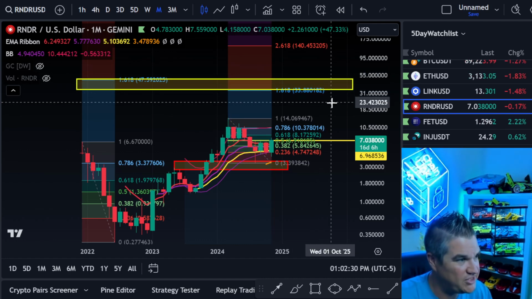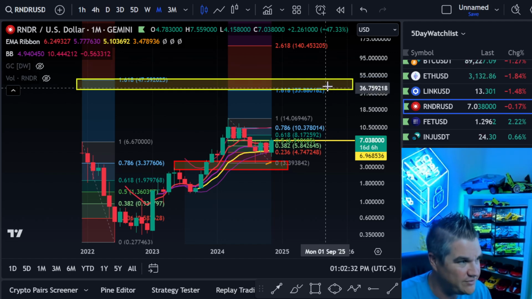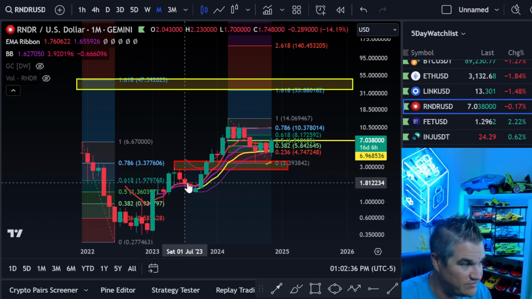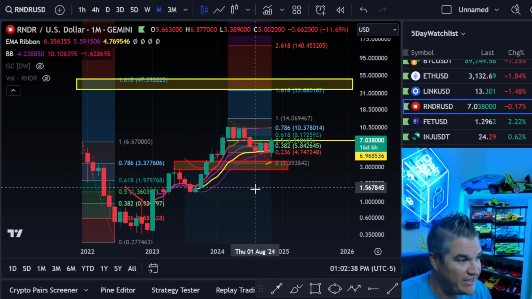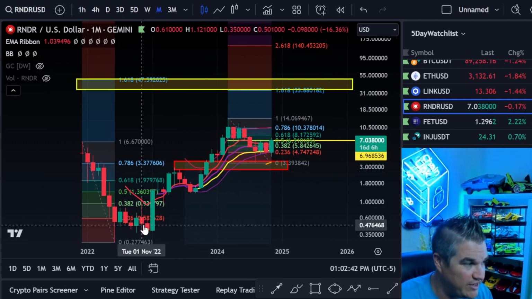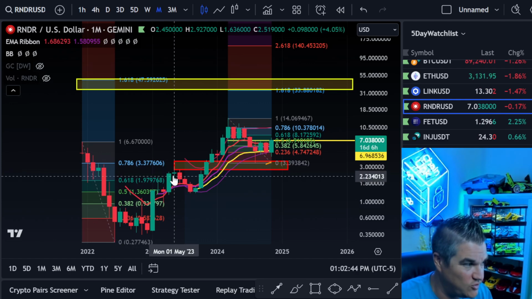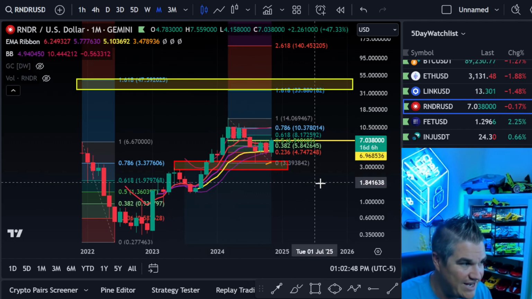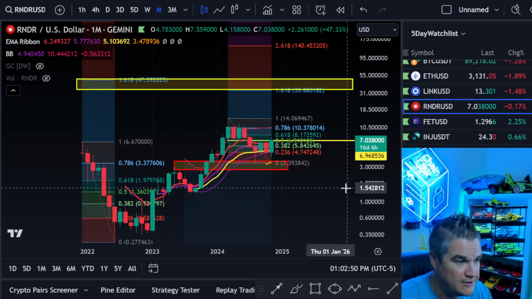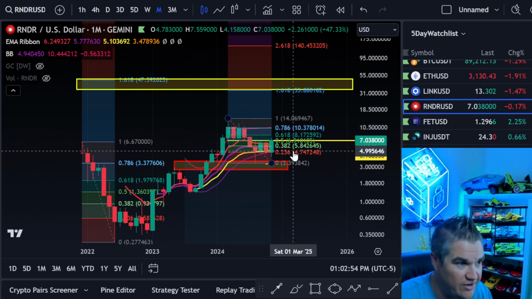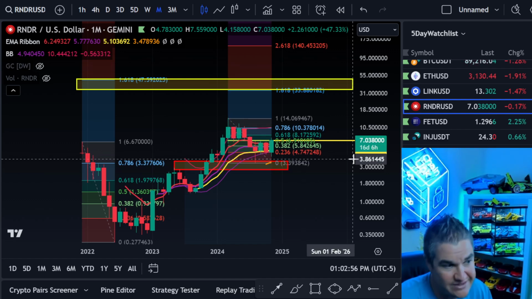I think we have a legit shot to get up there. I'd be more shocked if we didn't get up in this zone by the time it's all said and done, as well as Render has done. You want to be looking at coins, Render included, in my opinion, that had strong movements from 2023 to 2024. Coins that haven't done anything will likely continue to not do much. Coins that did very well will likely continue to do very well when our alt season rolls around in the next handful of weeks to months.